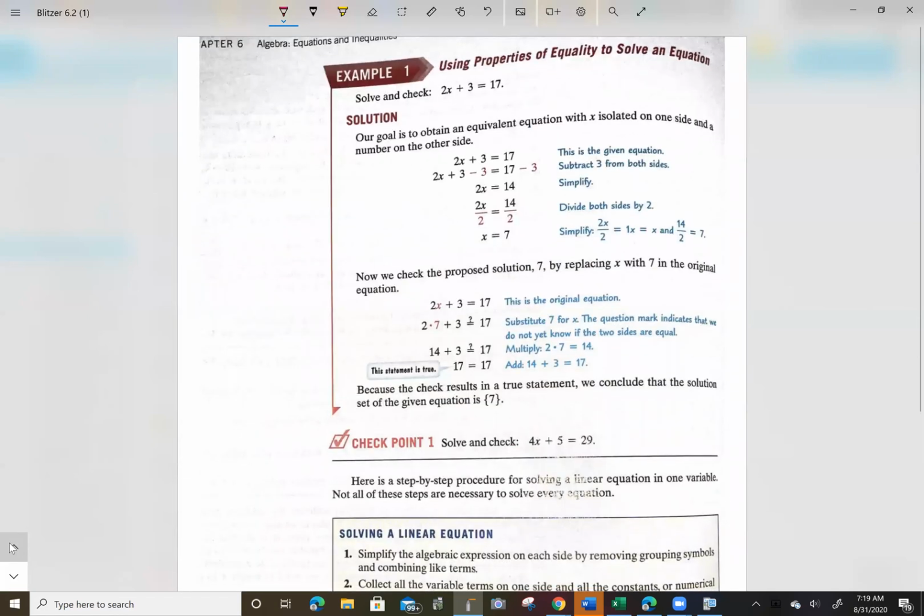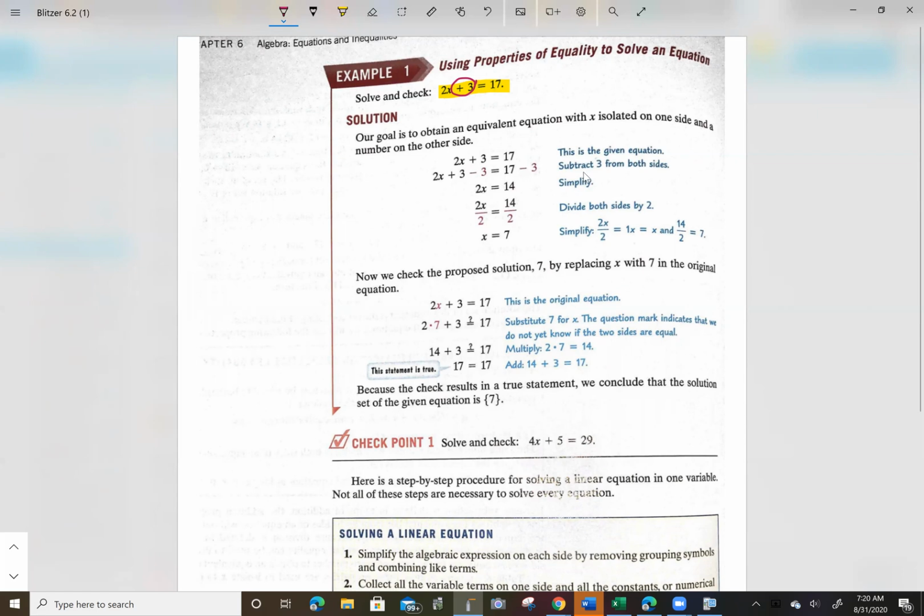Okay. All right, some examples. Using properties of equality to solve an equation. So the equation here is 2x plus 3. If we take some number, multiply it by 2, and add 3, we get 17. We're going to use inverse operations, and it's going to look like the opposite of your order of operations. So the one that's being added instead of multiplied is the first one. We are going to move it to the other side.